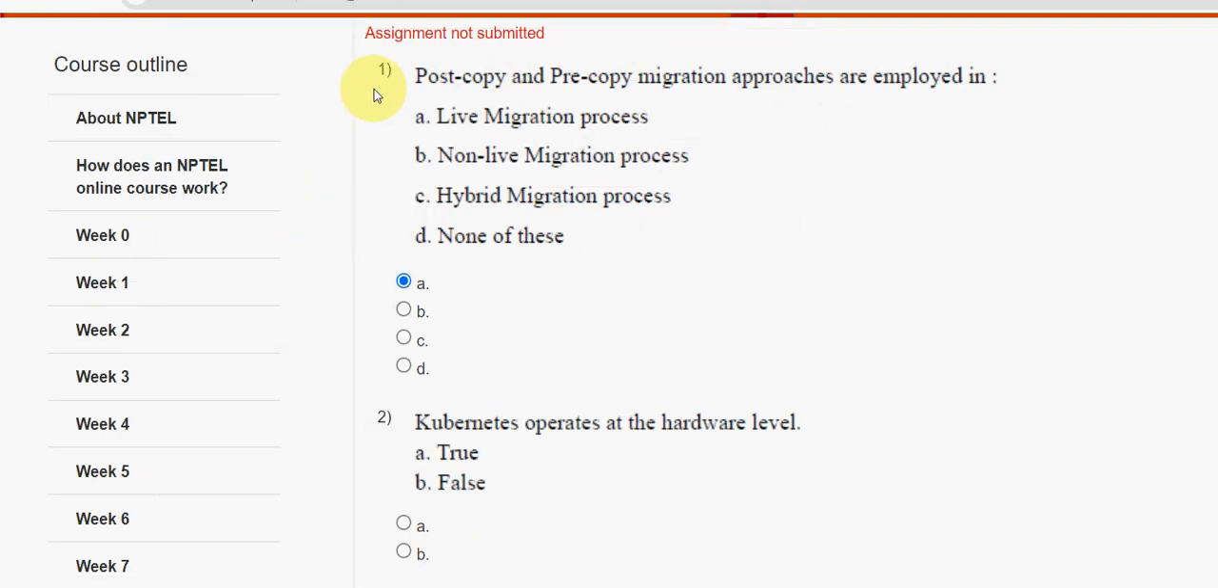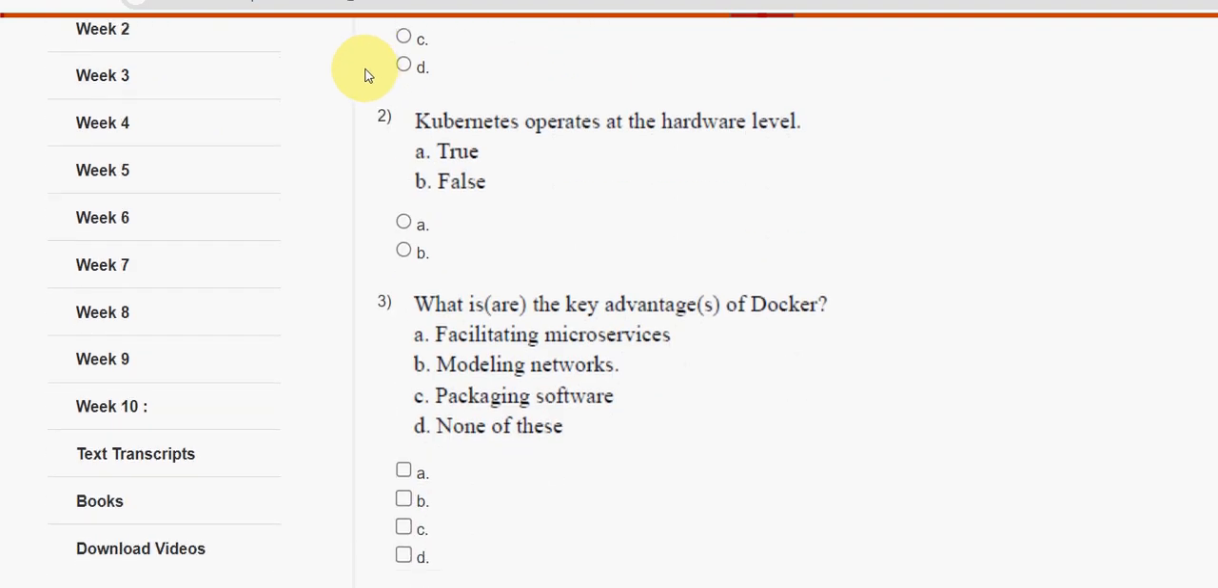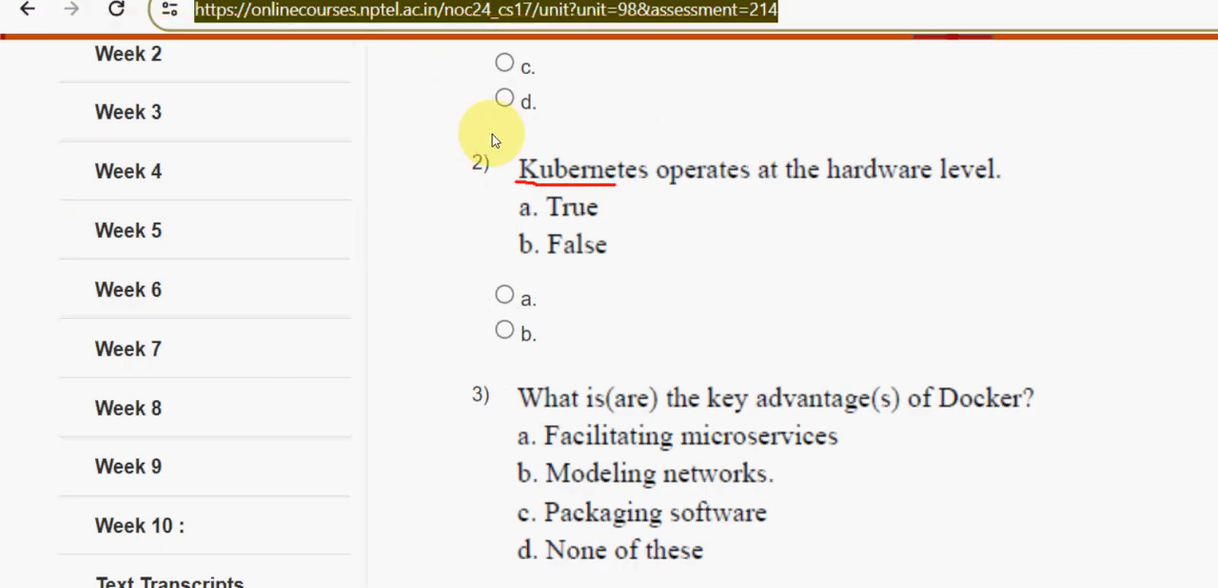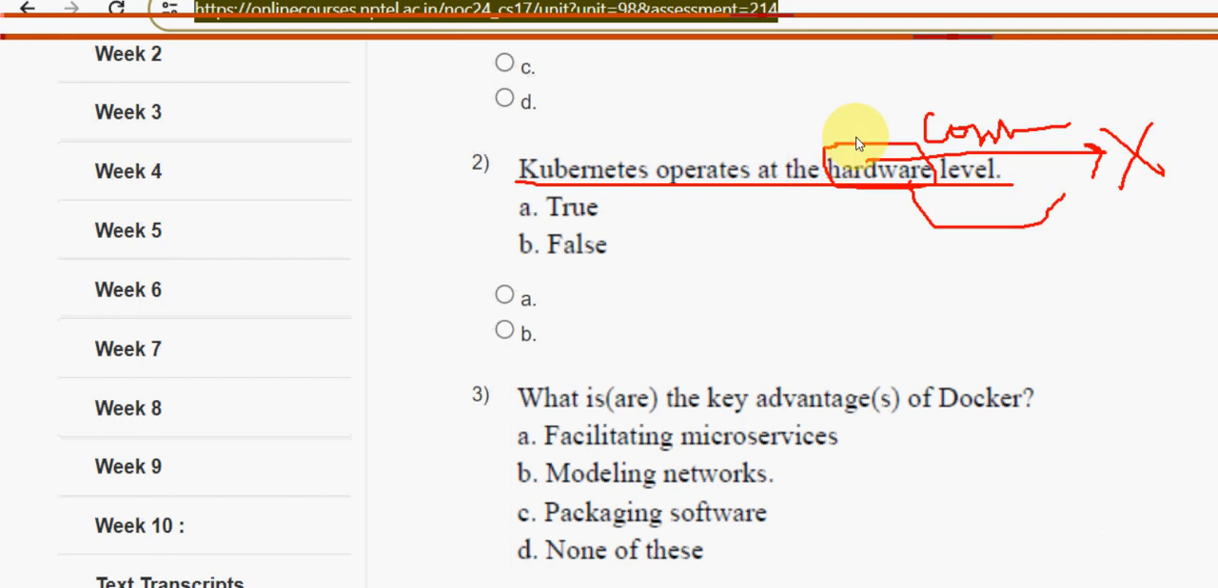Next, moving on to the second question. Kubernetes operates at the hardware level. Is the statement true or false? So this is an absolutely false statement, guys. It operates at the container level, right? But they have given hardware level, so it is absolutely wrong. That means option B, false, is the correct option.